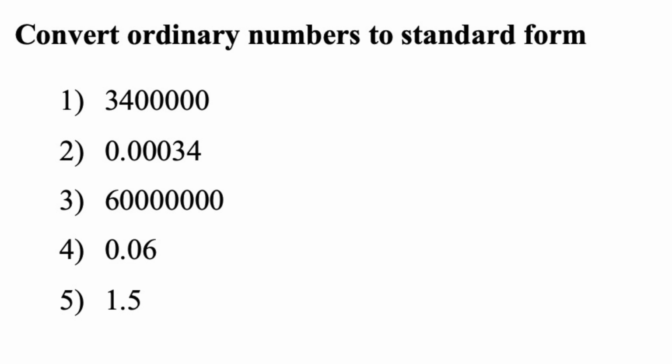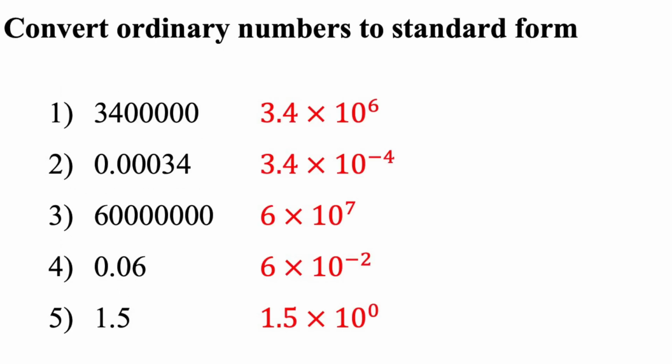Right, so on the screen now you should be able to see the answers. So question 5 is a little tricky because 1.5 is already between 1 and less than 10. We actually don't need to change the number itself, but because the question states that we would need to write it in the form of times 10 to the power of something, we will just simply put times 10 to the power of 0, because times 10 to the power of 0 equals to 1.